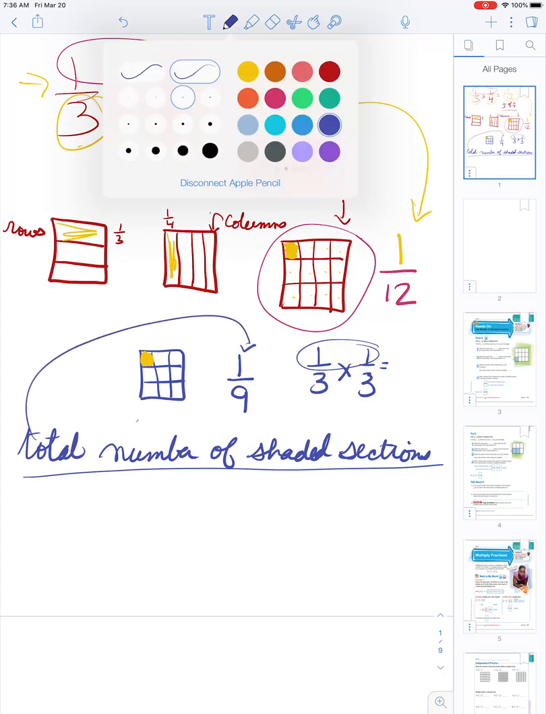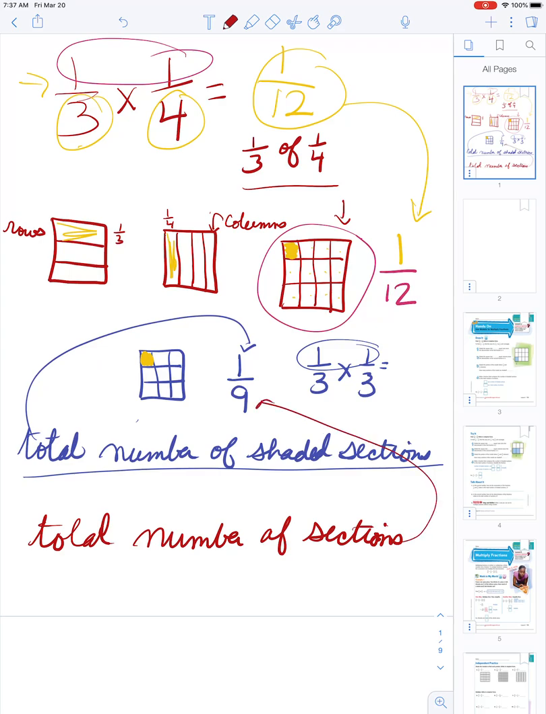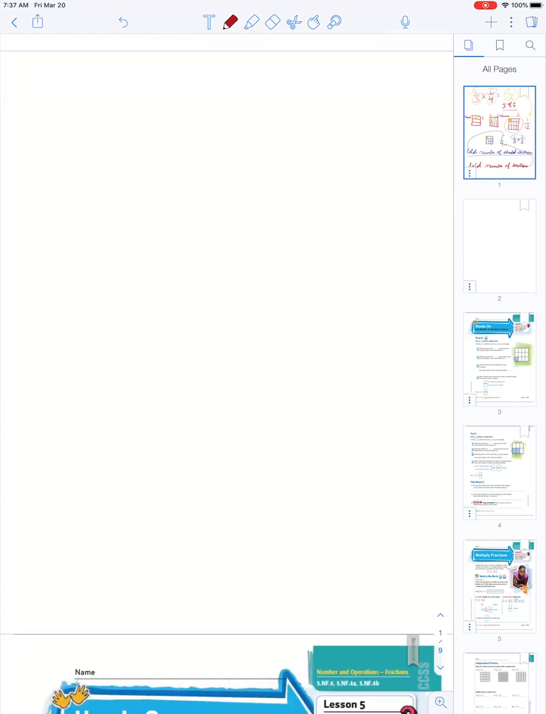And then you have the denominator, which represents the total number of sections. The total number of sections. And that represents the 9 because there are 9 total sections. So this is kind of like understanding the difference between the numerator and denominator and what the numerator and the denominator are doing. All right, let's draw a picture here again to show what an array is.